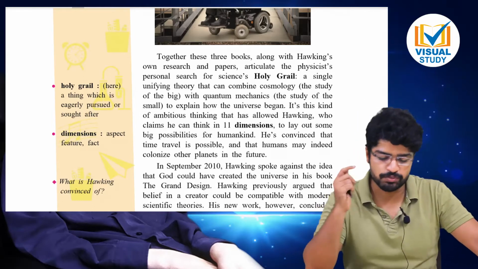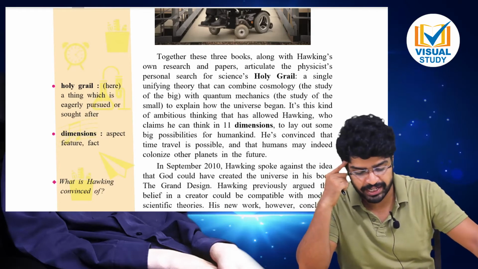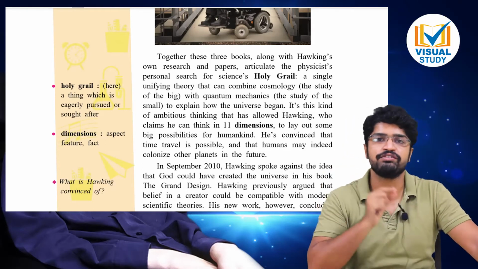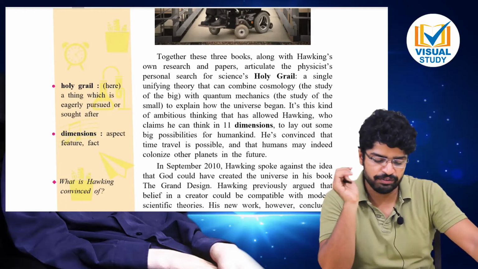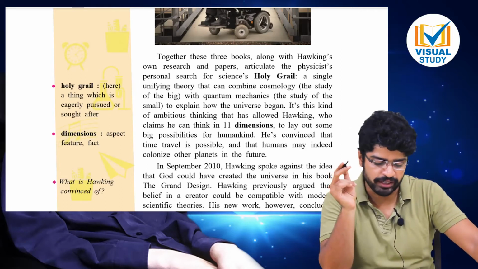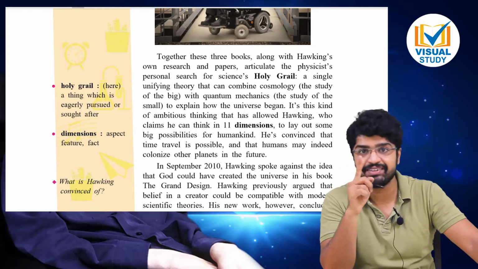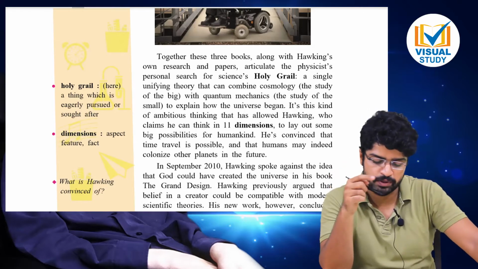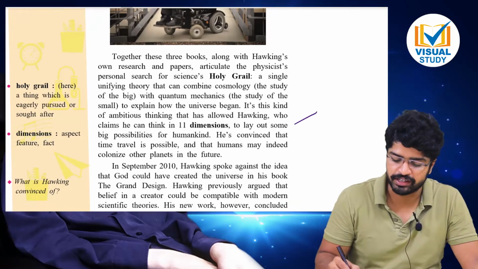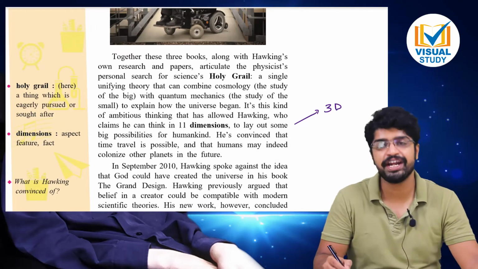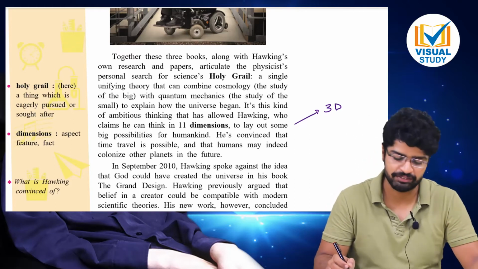So combine cosmology with quantum mechanics. Quantum mechanics is the study of the small. Study of the small matlab unit wise study, that's called quantum mechanics. It's this kind of ambitious thinking that has allowed Hawking, who claims he can think in 11 dimensions, to lay out some big possibilities of humankind. Ideally, the human brain can think into 3D dimensions. So 3-dimension rules is what a human brain can think about.